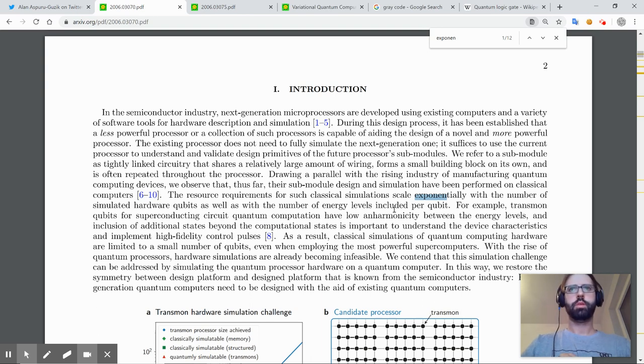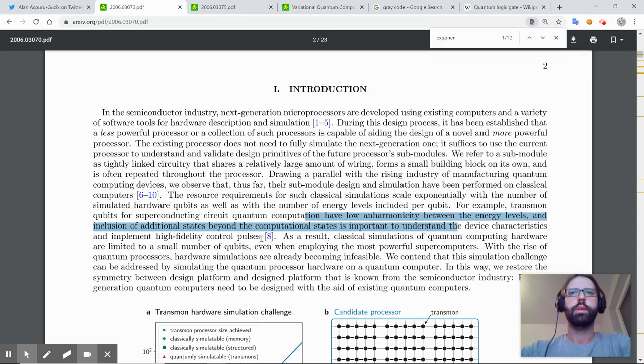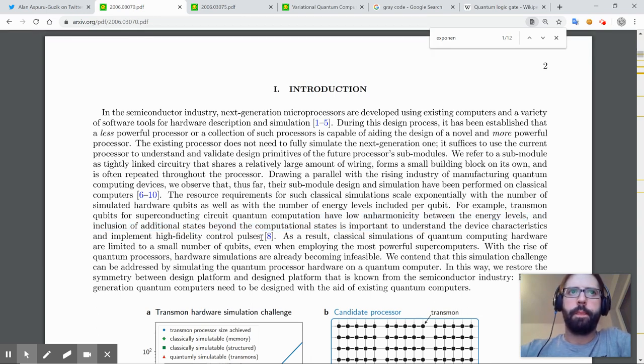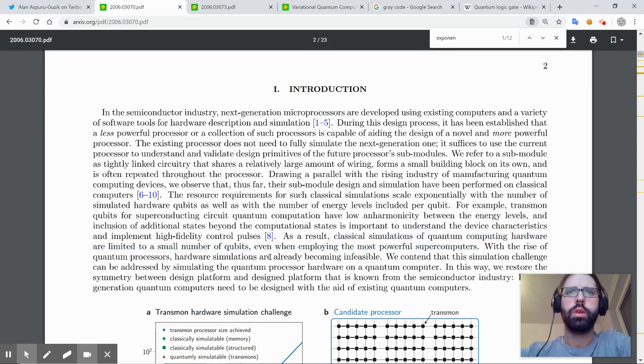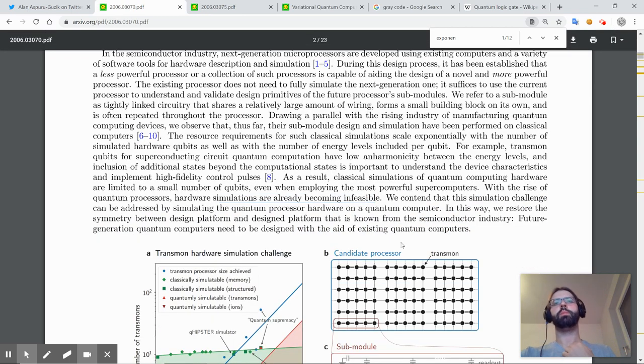Yeah. Energy levels. These transient qubits for qubit computation are low between the energy levels, and inclusion of additional states beyond the computational states is important to understand the device characteristics and implement high fidelity control pulses. So interesting. As a result, classical simulations of quantum computing hardware are limited to a small number of qubits, even when employing the most powerful supercomputers. With the rise of quantum processors... Okay, so we want to basically do that.